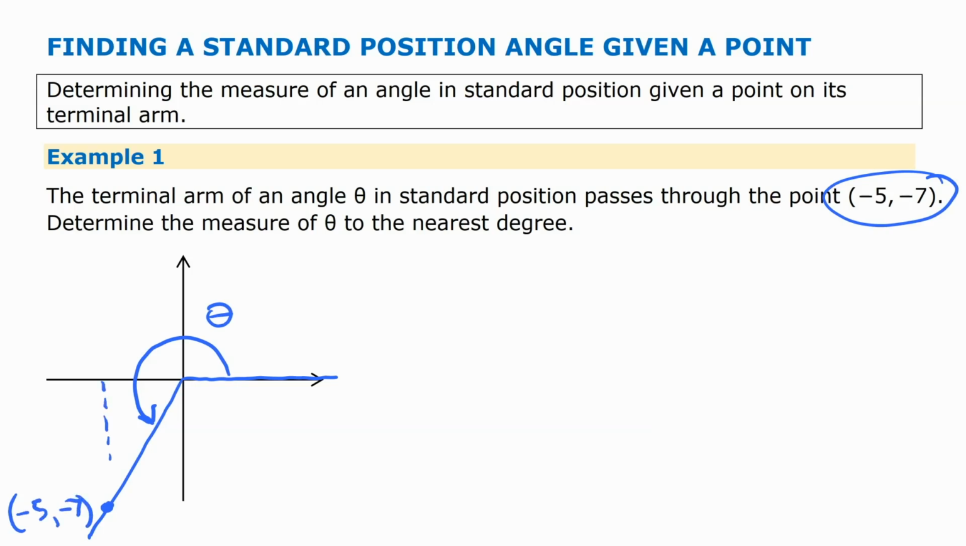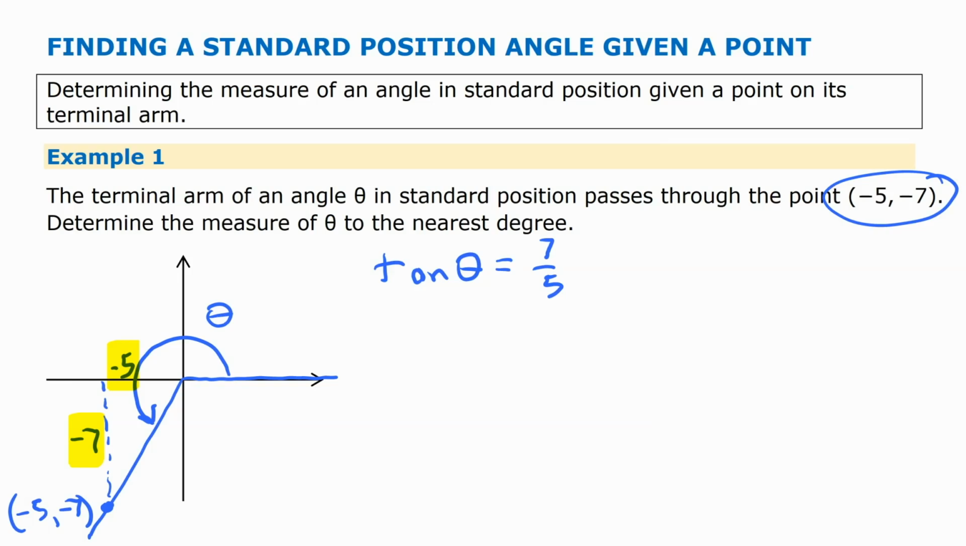You can draw a little reference triangle in here if you want. And we can even label the sides of that. This is -7, this is -5 up here. And from that, we can write a trig equation. And the ratio that we're going to use is tangent because we have the y-coordinate and the x-coordinate, and y over x is tangent. So we can write tangent of our angle theta is equal to -7 over -5. And in fact, since we know that negative divided by negative is positive, we can erase those two negative signs and just write it as 7 over 5 for the tangent ratio.